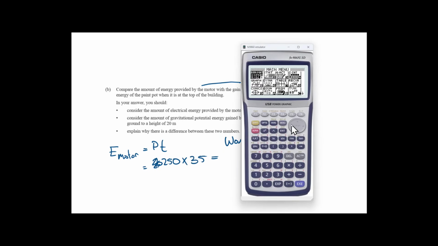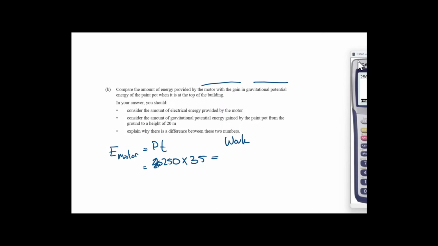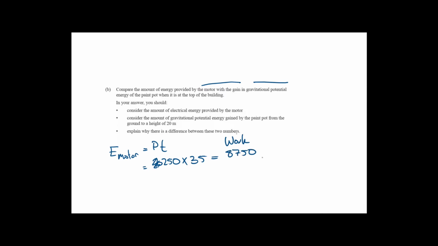So, 250 times 35 is 8,750 joules. So the work energy equivalent formula comes to our rescue here.